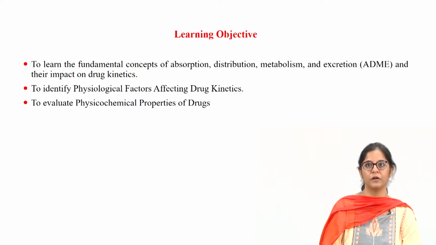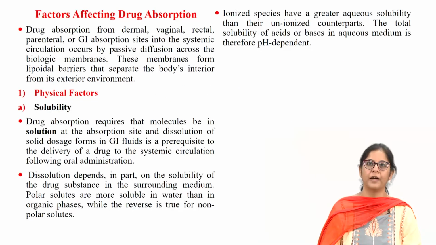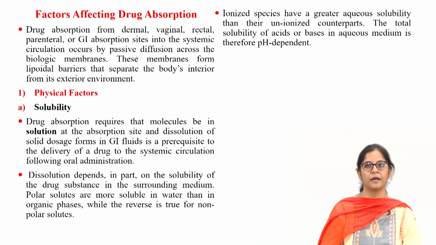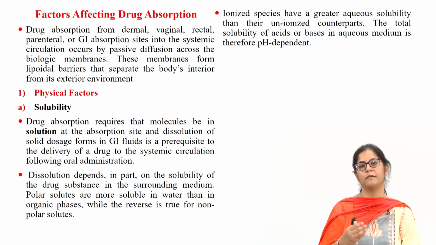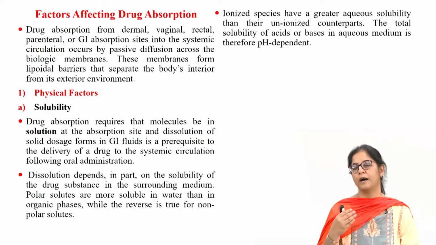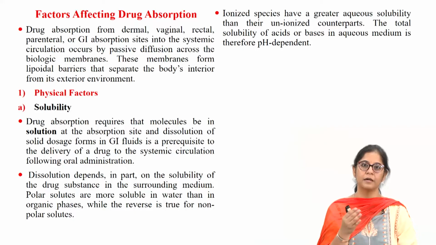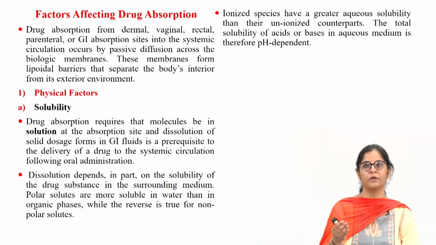We identify the physiological factors affecting drug kinetics and evaluate the physicochemical properties of the drug. So, the factors which affect the drug absorption. Now, the drug gets absorbed from dermal, vaginal, rectal, parenteral and GI sites. So, the dosage forms as well as the dosage form characteristics play an instrumental role in how and to what extent the drug can be transported or get absorbed across these specific absorption sites.